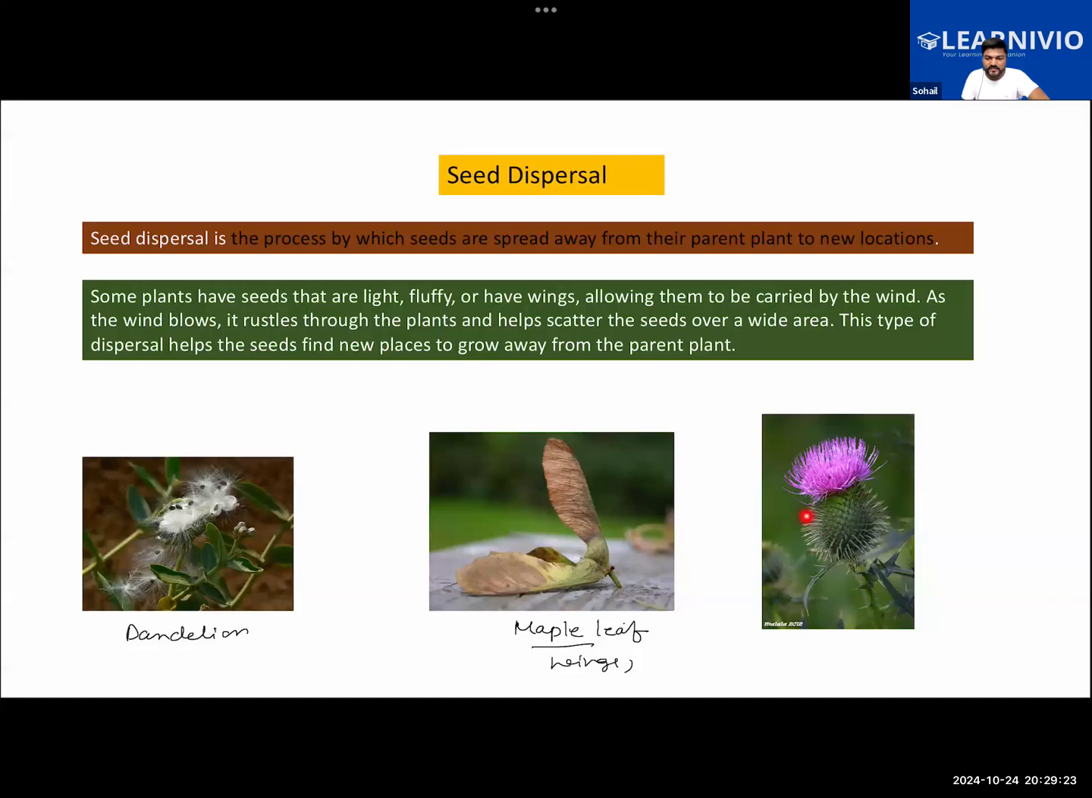As for this seed that you're seeing here, that is the xanthium. Now it has spines on it, and it will stick to the body of organisms. So animals will help in the dispersal of this seed. Seed dispersal is the process by which seeds are spread away from the parent plant to new locations. A plant is growing in a certain area, but the seed of that plant will travel to a different place with the help of some agents: wind, water, or some animals.